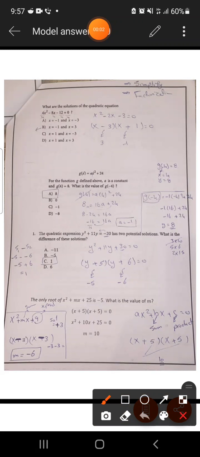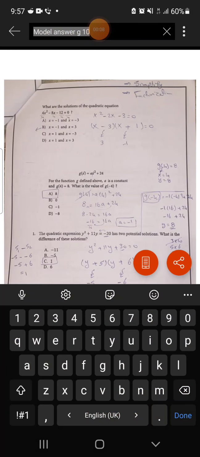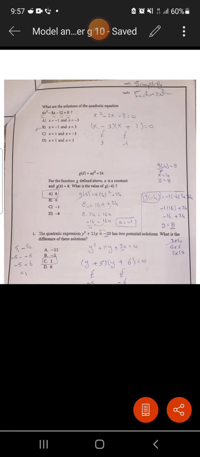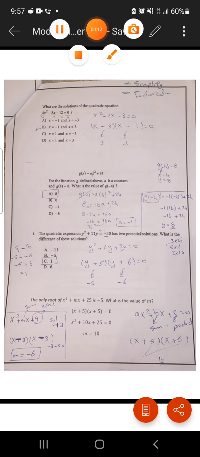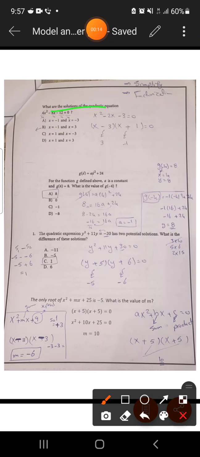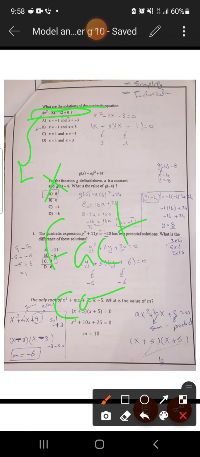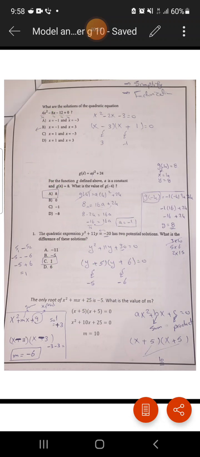Okay, what about this question? If you have an equation like this, and it asks you for the solutions, what will you do? You will get x, and to get x you will factorize, and to factorize you will take a common factor or simplify. But what about here? Look at this question.